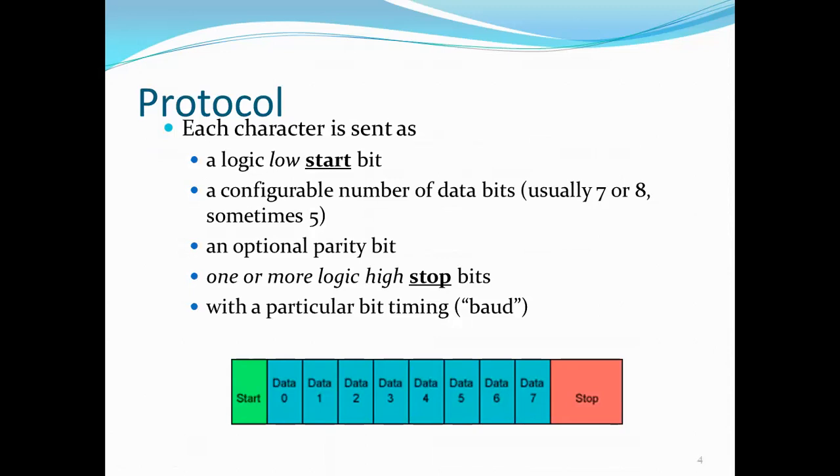In the UART protocol, each character is sent with a logic low start bit and a logic high stop bit, with a configurable number of data bits. The number of data bits transmitted is configurable, usually 7, 8, or sometimes 5 bits. It also has an optional parity bit.